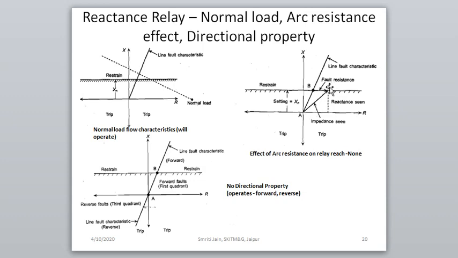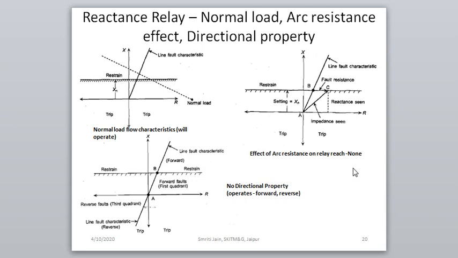And hence we can see the impedance is not varying. That is, the reactance is not varying. Reactance seen by the relay is the same, and hence its reach is not varying and its operation is not varying due to the effect of arc resistance. This is a very positive point which will count for this reactance relay to be used in conjunction with other relays.